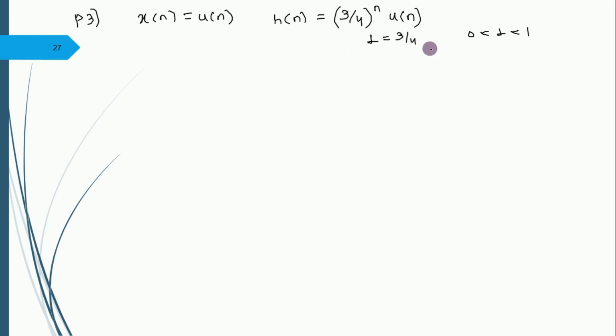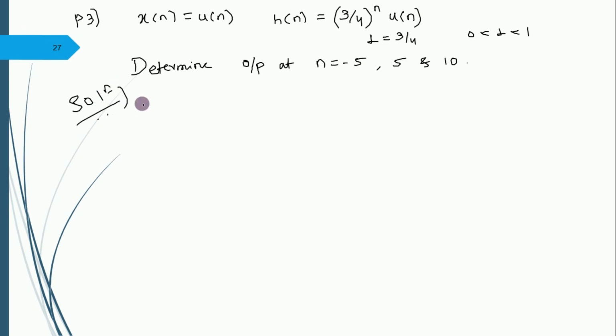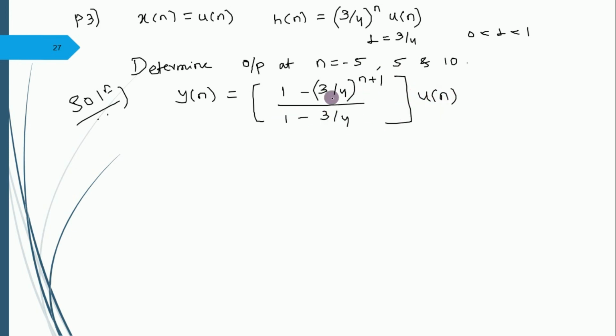So the question is like, determine the output at n is equal to minus 5, 5 and 10. Solution. So I'll take the previous formula, the alpha formula. In place of alpha, I'm supposed to write 3 by 4. Here it is (1 minus 3 by 4 raised to n plus 1) divided by (1 minus 3 by 4) u of n. So this is a solution which you have already done. So this is the answer. That's it. Now I'll solve this one.